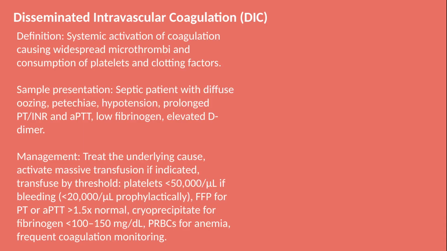Disseminated intravascular coagulation is systemic activation of the clotting cascade. The body clots microscopically everywhere, consumes its platelets and factors doing it, and then bleeds. The classic patient is septic, oozing from every puncture site with petechiae and hypotension, and a panel that tells the whole story. Prolonged prothrombin time and international normalized ratio, prolonged activated partial thromboplastin time, falling platelets, low fibrinogen, and a markedly elevated D-dimer. Of those, the falling fibrinogen with a rising D-dimer is the most specific pattern.